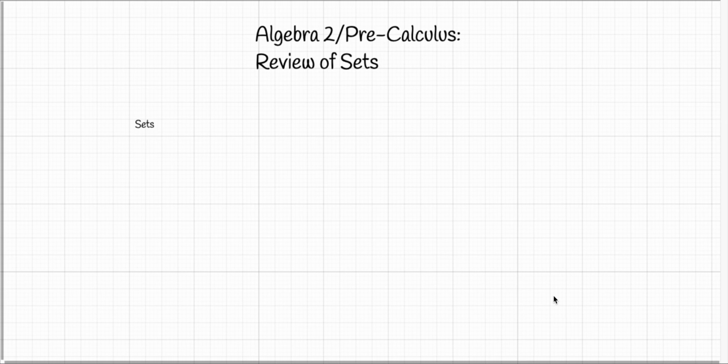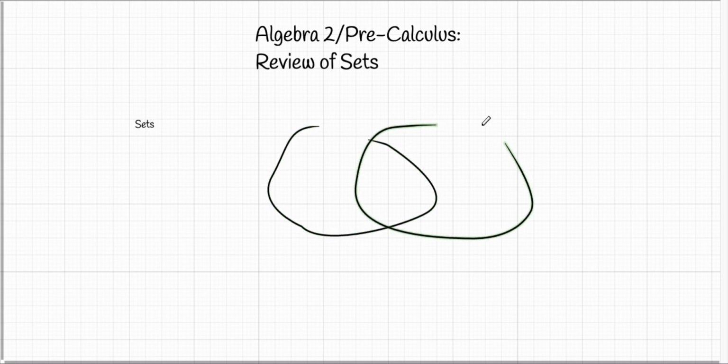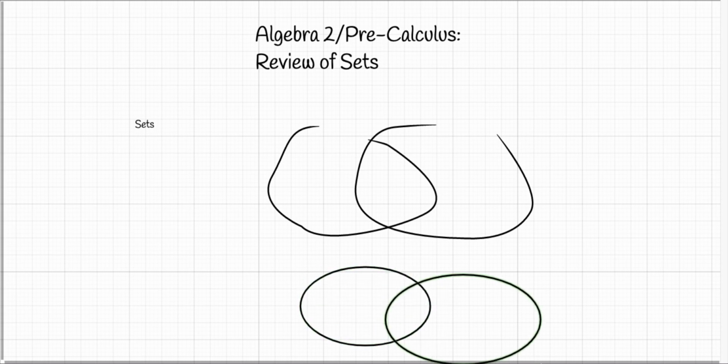A Venn diagram is basically a diagram that represents sets, and most people have seen Venn diagrams that look like this, or I can also actually create circles like this, so it's easier to see. I'll probably just erase these ones.